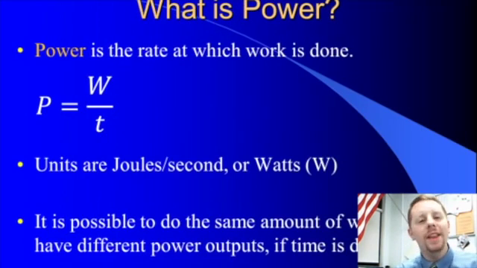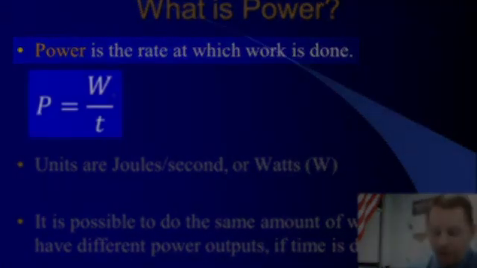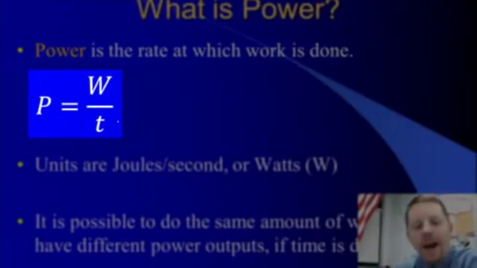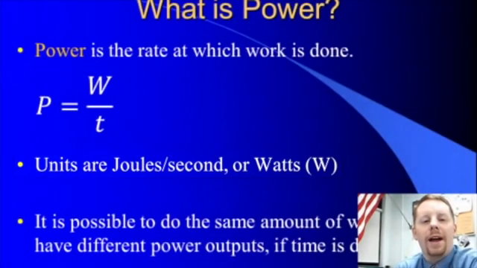So to begin with, what is power? Well, power is the rate at which work is done. Power is the work done divided by the time it took to do that amount of work. So capital P, power, is work over time. And the units are the units of work over time, or joules per second. A joule per second is also known as a watt. A watt is abbreviated with the capital W.